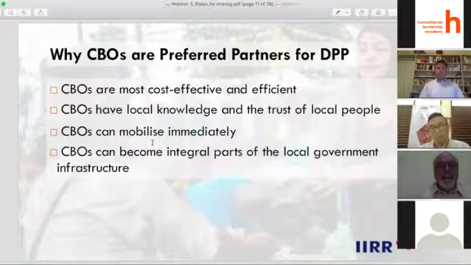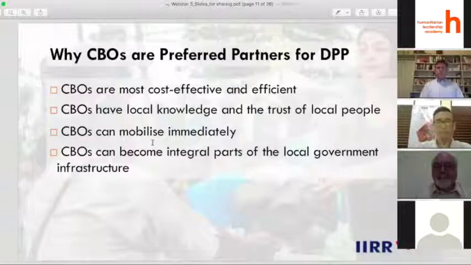CBOs can mobilize immediately. They are part of the community. They can also become integral parts of the local government infrastructure and recognized as assets at the community level. Both for participating in disaster preparedness and response, but also in sharing local government resources that are quite often a donor to local CBOs and not to other kinds of organizations.